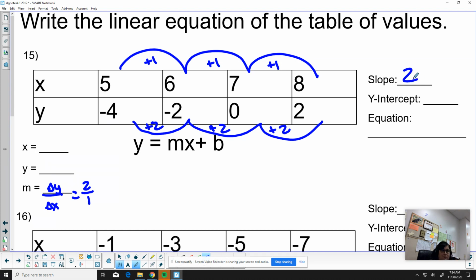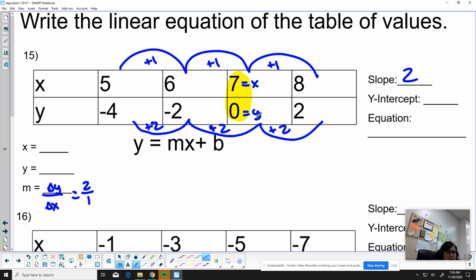Okay, now I just pick one of the points. It doesn't matter which one. I'm going to stick with the positive ones, though. Let's go with, I like the 0. So I'm going to do 7, 0. The 0 makes things easy often. Okay, so x is 7 and y is 0.